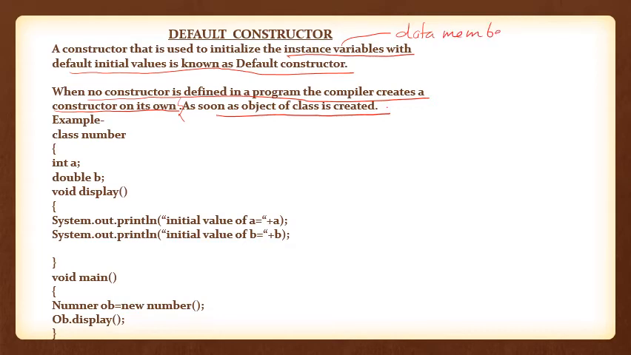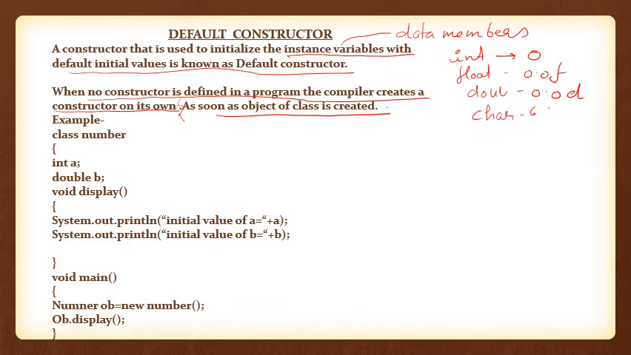The data members with the default values. You all know the default value of integer is what? 0. Always learn. The default value of float is what? 0.0f. The default value of double is what? 0.0d.